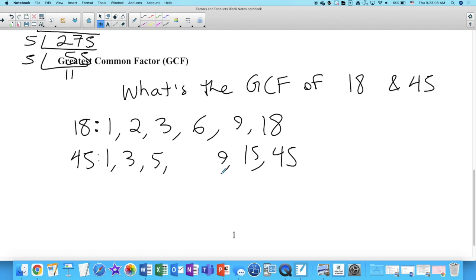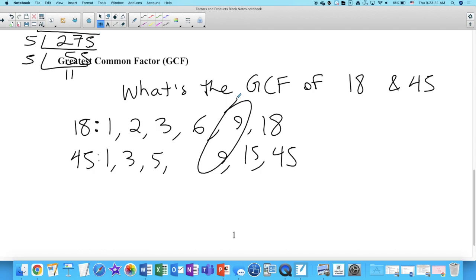Okay? Now we compare and we see that 9 is the largest one. It's not the only one. They also have a common factor of 3, and of 1, of course, but it's the largest common factor. Okay? And you guys have been familiar with this for a really long time. Where this has come up quite a bit is in reducing fractions, right?